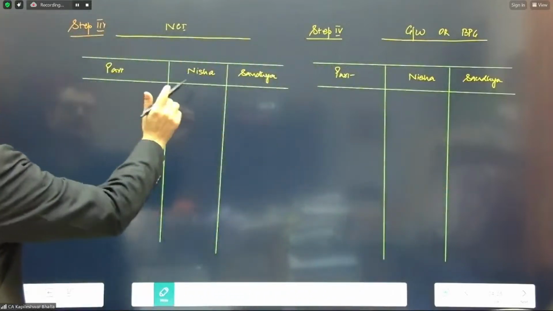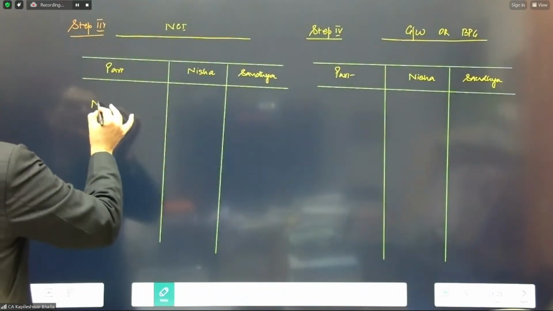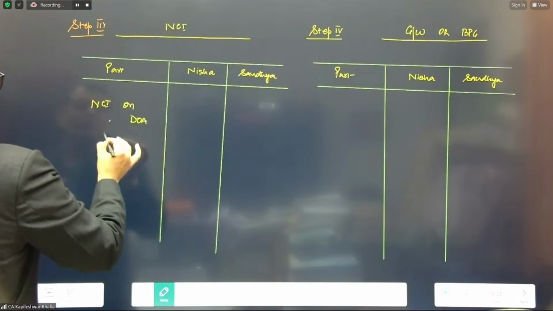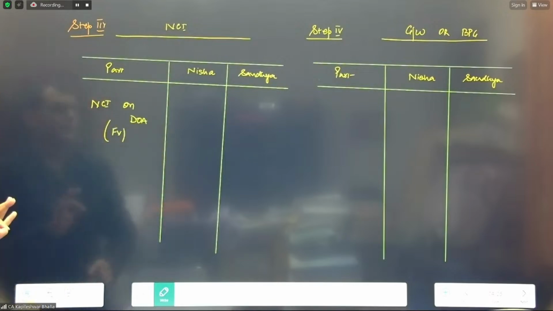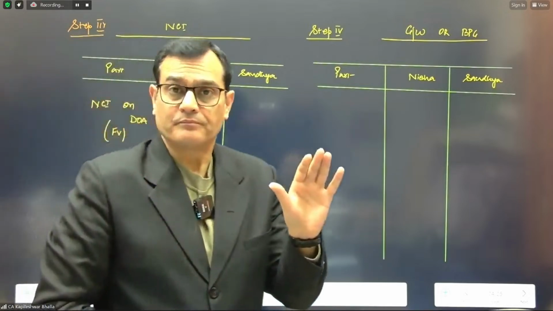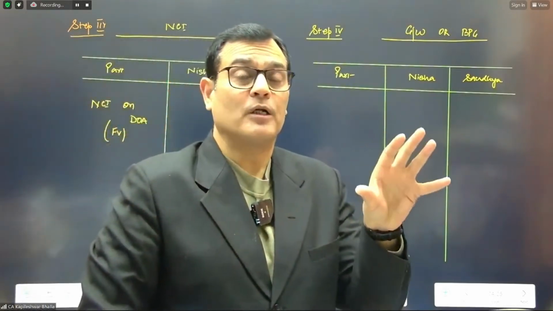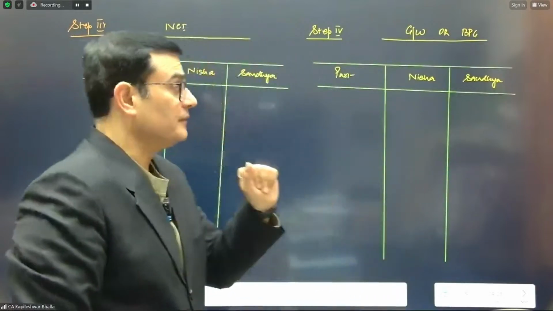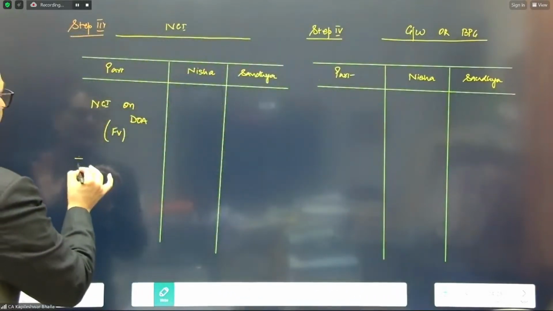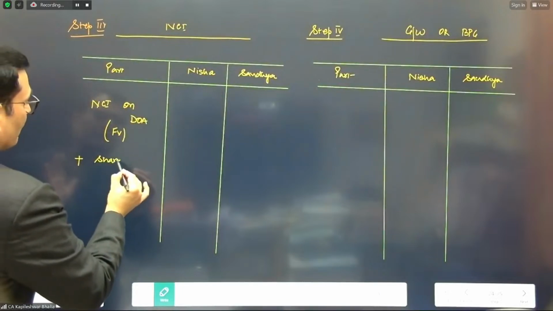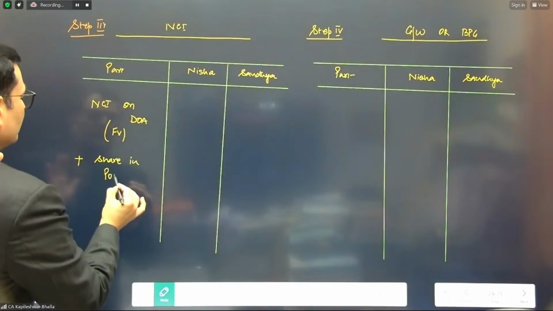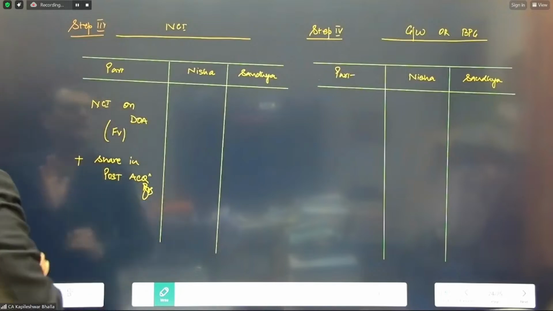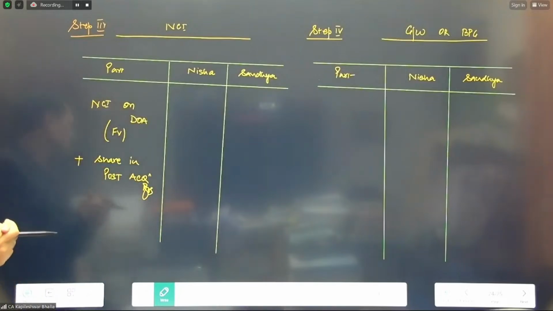So when you're looking at NCI, we need to consider the NCI on date of acquisition, which is very clearly given in the question, to be taken at a fair value. He's very clearly said that the accounting policy of the company is to consider the NCI at a fair value. And to this, you need to add the share in the post-acquisition profits. And that's it. That's how the NCI will be done.